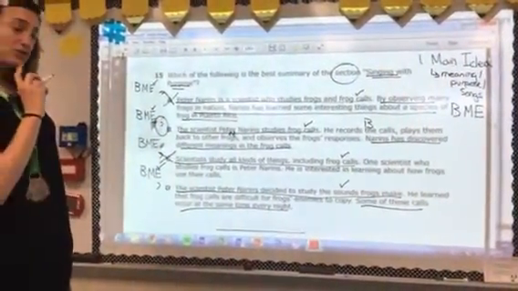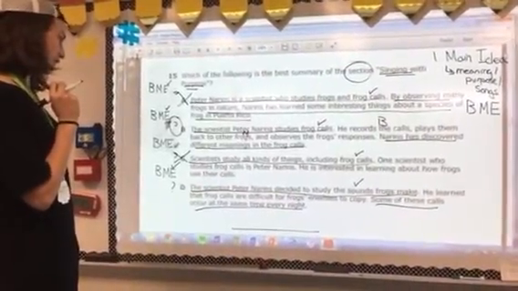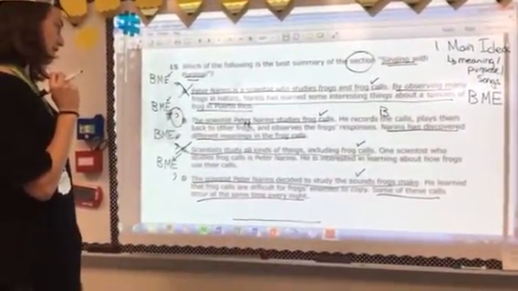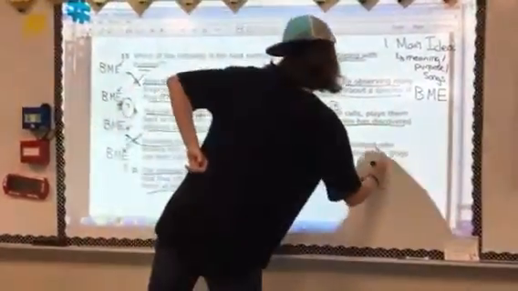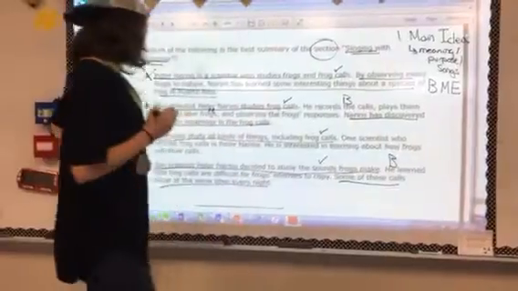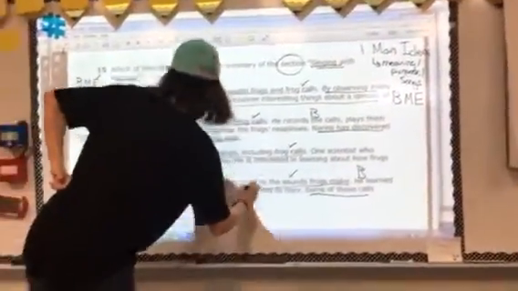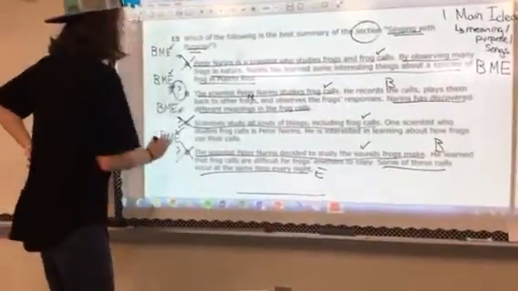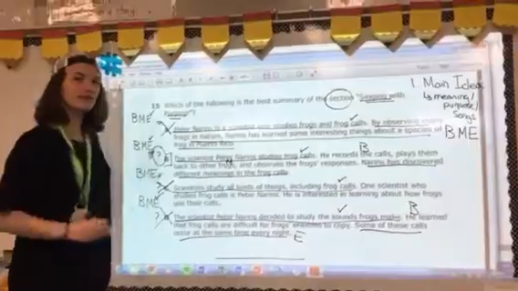And that leaves us with answer choice D. He learned that frog calls are difficult for frogs' enemies to copy. Yeah, that was a detail at the beginning. Some of these calls occur at the same time every night. That happened at the end. We're missing a middle. We're going to cross off D, and we're left with answer choice B. That's how you read like a champion.